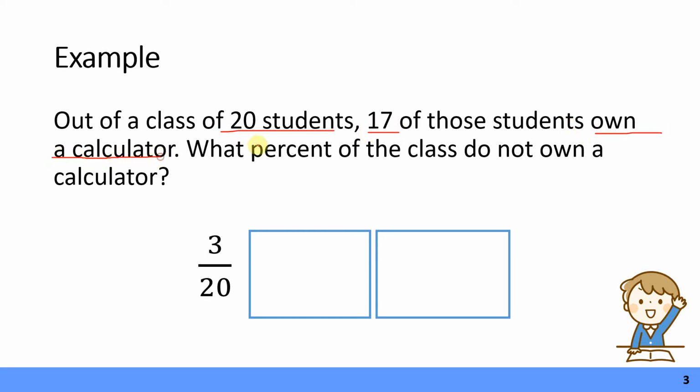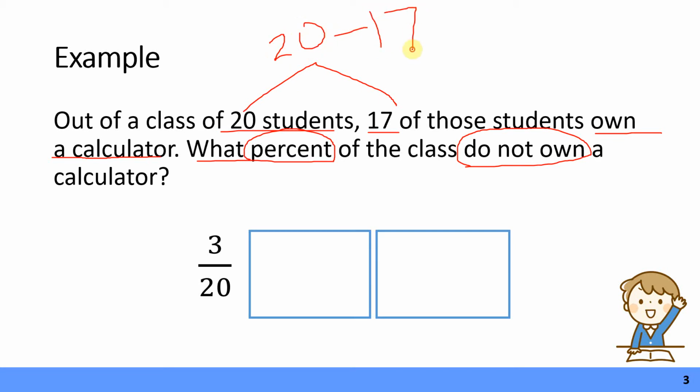But if you read the question, it says what percent do not own a calculator, right? So again, you should know that if 20 students are in total and 17 do, you just subtract. So 20 minus that 17 tells you how many students do not have a calculator, which is how we got the 3. Okay, so again, this was just meant to be a little bit tricky, just so you know that it's important to read the question.